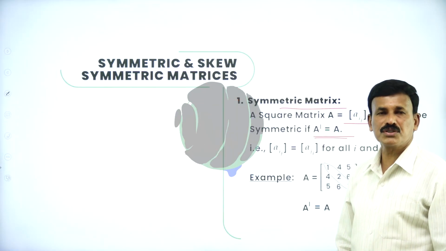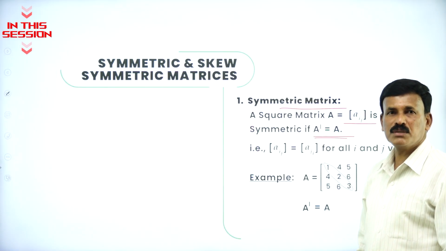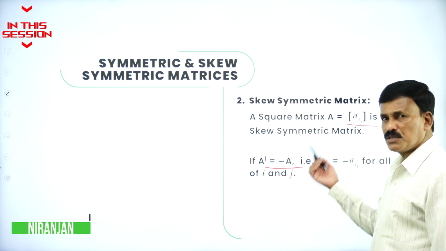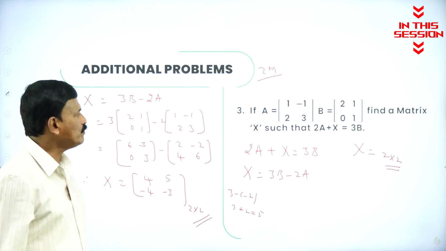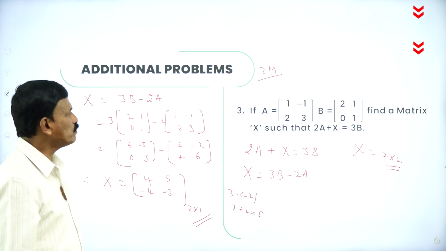If A dash is equal to A, then it is said to be a symmetric matrix. All the elements above the principal diagonal must be equal to elements below the principal diagonal. Find a matrix X such that 2A plus X is equal to 3B.